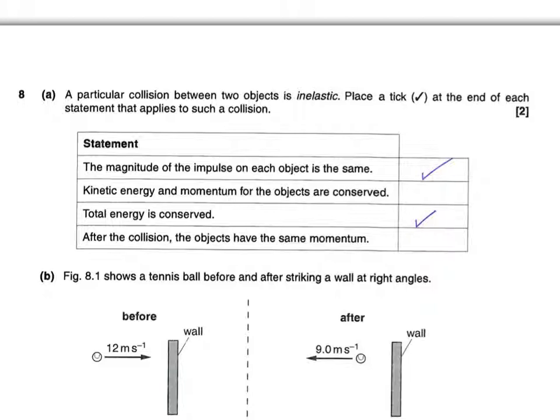After the collision, the objects have the same momentum. Slightly confusing because you could argue that afterwards the total momentum that they've got is the same, but in fact it was meaning that the individual objects have the same momentum as they had before, so no tick was wanted there. I think that was a poorly worded question, that, but there you go, that's life.